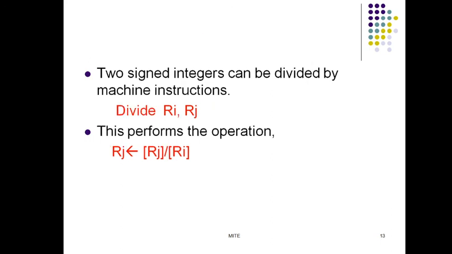Next we shall see the division instruction. The instruction can be written as divide Ri comma Rj, which performs the contents of Rj divided by Ri, and the result will be stored into Rj. It places the quotient in Rj, and the remainder may be placed in R of j plus 1, or it may be lost also.